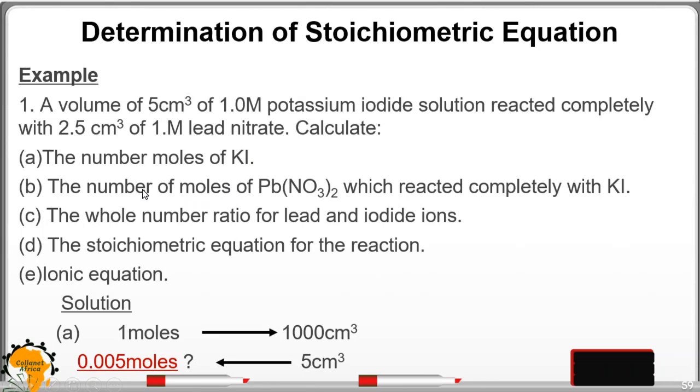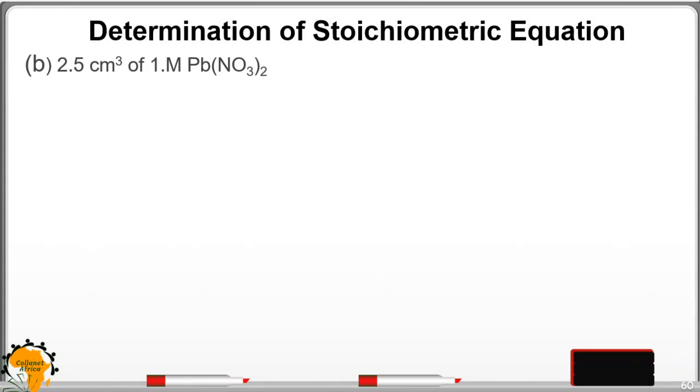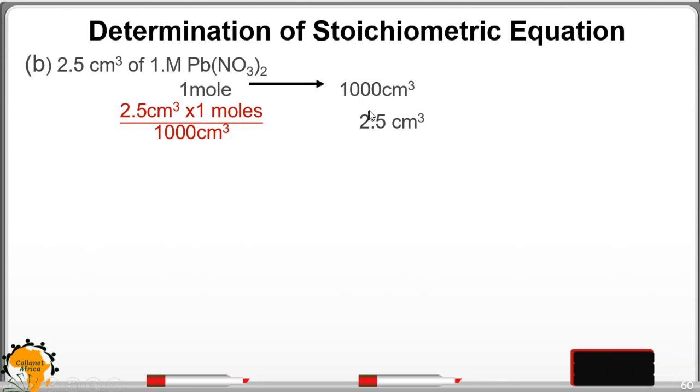Part B: the number of moles of lead nitrate will be calculated by interpreting this one, 1 mole in 1,000. So what about 2.5 centimeters cubed? You place the 2.5 on the centimeter side, then you cross multiply, you get the value as 0.0025 moles.